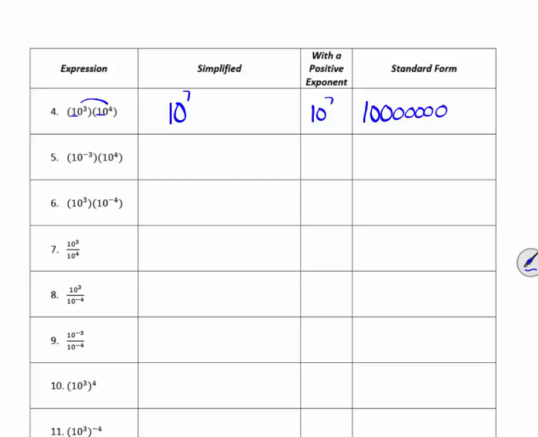Okay, 10 to the negative 3rd times 10 to the 4th. So we're going to, again, keep the base. We're going to add our exponents. Negative 3 plus 4 is 1. So that's already a positive exponent. Standard form is just 10. We need a 1 and a 0.